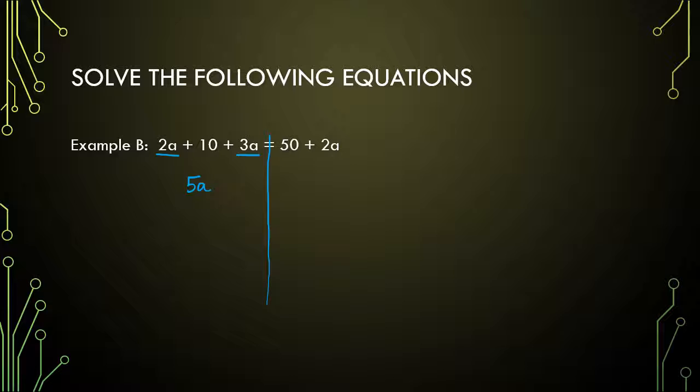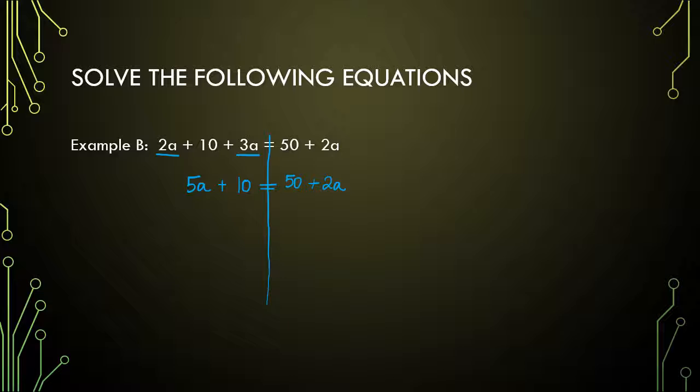This 10 did not have a like term, so we're going to bring it down. And the left side is now 5a plus 10. For the right side, I have no like terms, so the 50 plus 2a, I'm just going to bring down. Now, as I look at this equation, the left has 5a, the right has 2a. I only want one side to have an a. So I either need to move 5a to the right side or 2a to the left side. Usually I'm going to pick the smaller one to move.